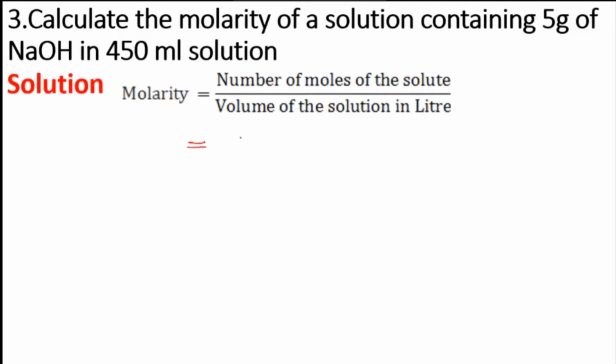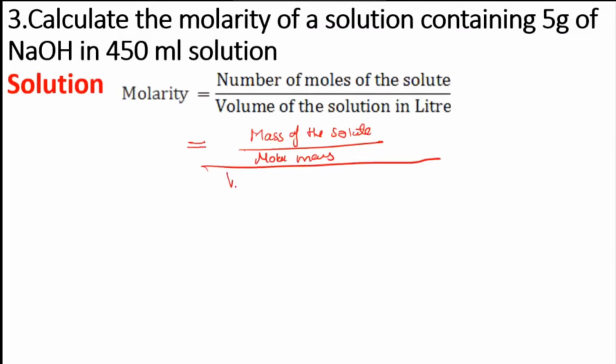For the number of moles, you can directly write the formula: number of moles of solute means mass of the solute divided by molar mass, divided by volume of solution in liter. I've taken this in liter. If you want, you can write ml and divide by 1000. Most of the time they give it in ml, so you can write volume of the solution in ml, divided by 1000.